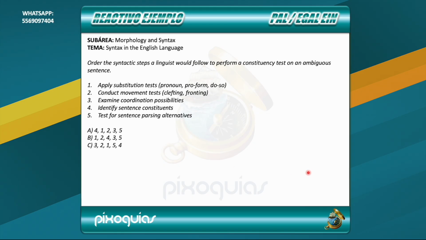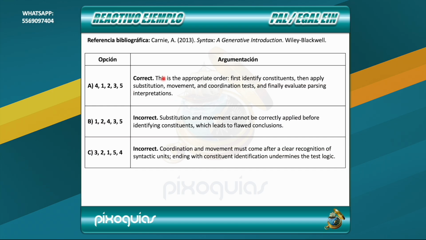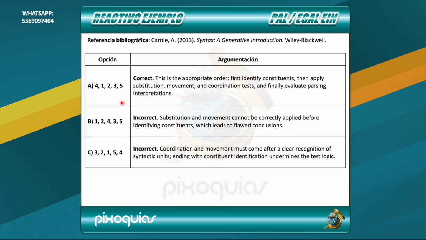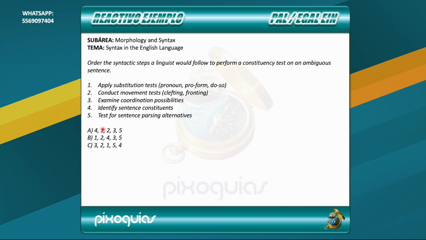Now we have this exercise from the topic Syntax in the English Language. We can see that the correct answer is A, with this sequence 4, 1, 2, 3, 5. Let's check it out. 4. Identify sentence constituents. As we can see, A is the correct answer.